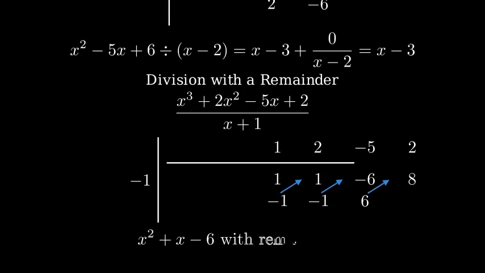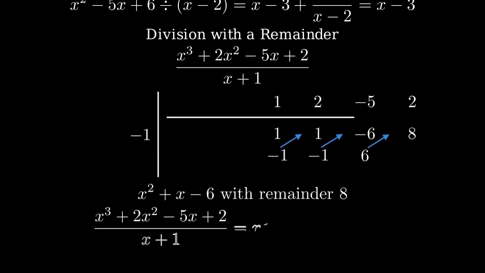So the quotient is x squared plus x minus 6, with a remainder of 8. This means x cubed plus 2x squared minus 5x plus 2, divided by x plus 1 equals x squared plus x minus 6 plus 8 over x plus 1.